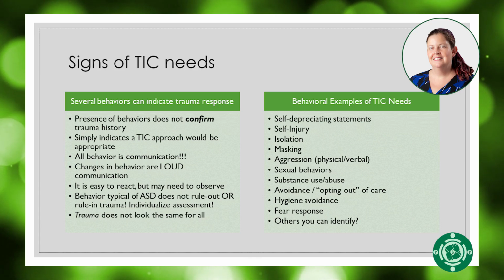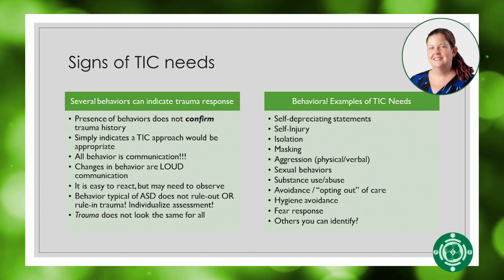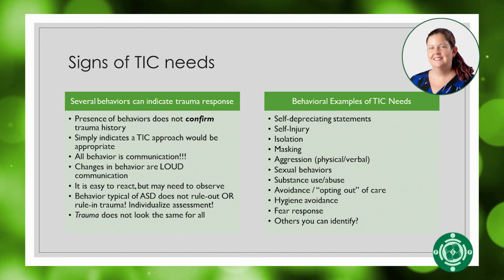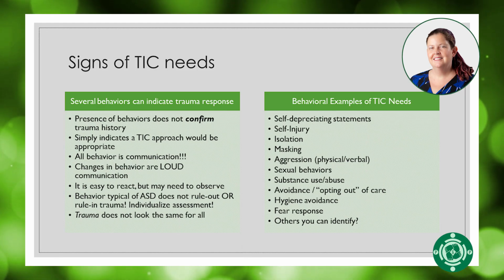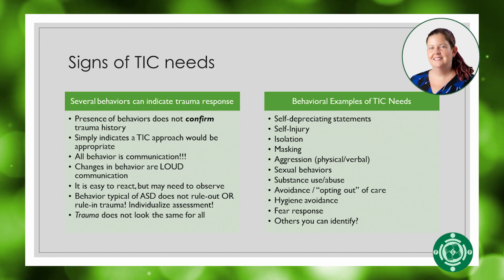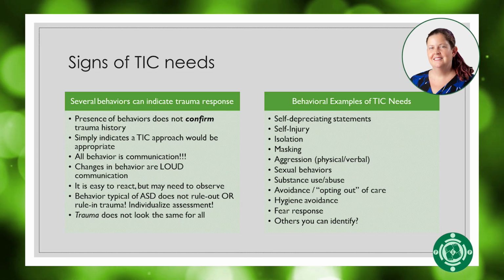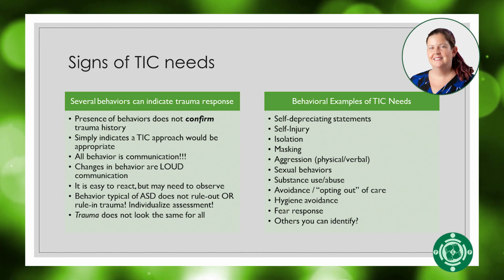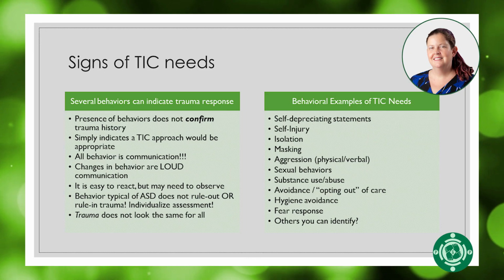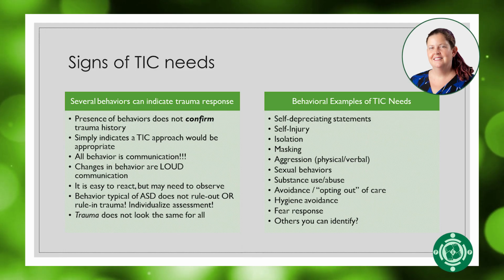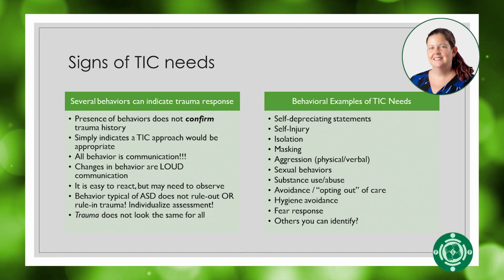So some examples we have here are self-deprecating statements. This is an example of those private events that could be happening too if they don't have confidence in themselves. We have self-injury. Self-injury can also be a trauma response. It could be that they are acting out something that has happened to them before, or it could be that they are experiencing some type of pain or discomfort and they haven't been able to communicate that to someone. So now they're using self-injury to communicate everything.